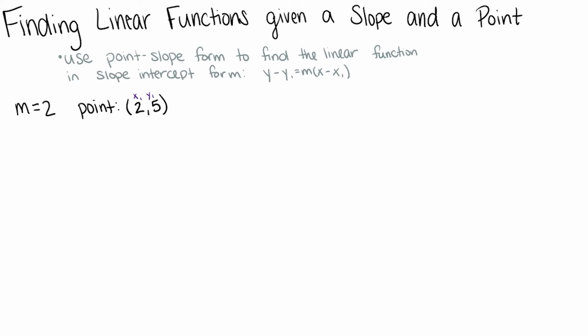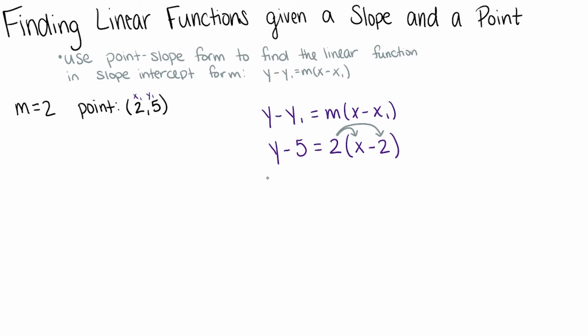So our point-slope form is y minus y1 equals m times x minus x1. Plugging in these values will give us y minus 5, we're putting in our y1 here, equals 2, our slope, times x minus 2, our x1 value. Let's start to simplify. We'll start by distributing our 2 to our x and to our 2. Whenever we have a number in front of us out of parentheses, we have to distribute. So this gives us y minus 5 equals 2x minus 4.